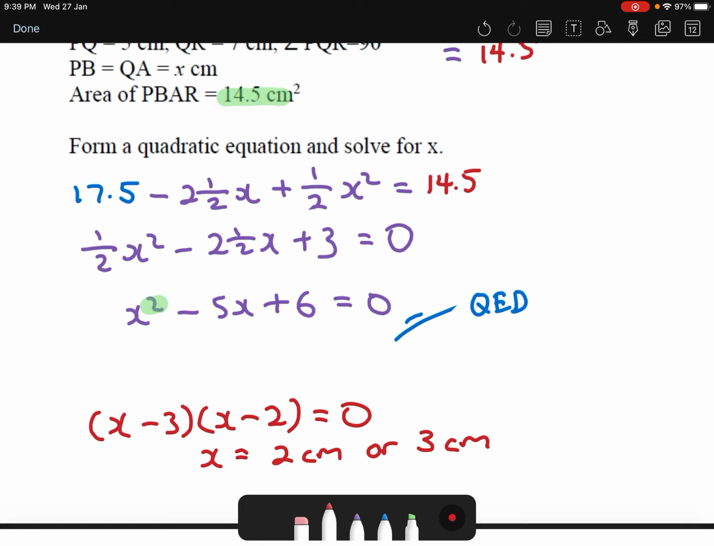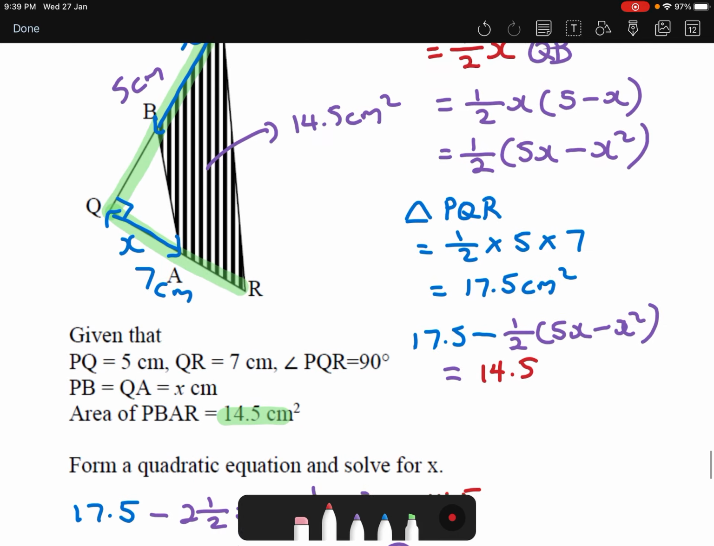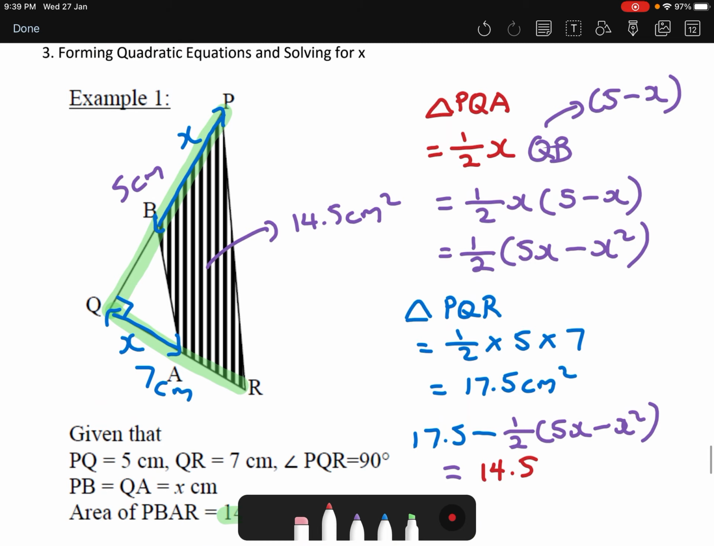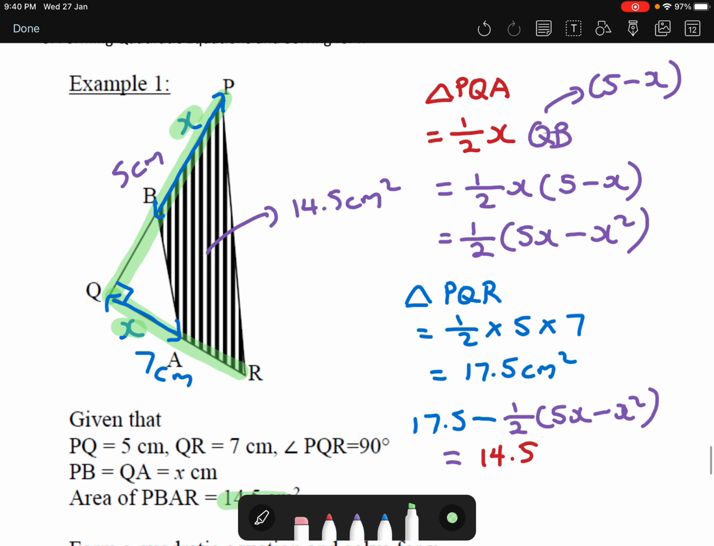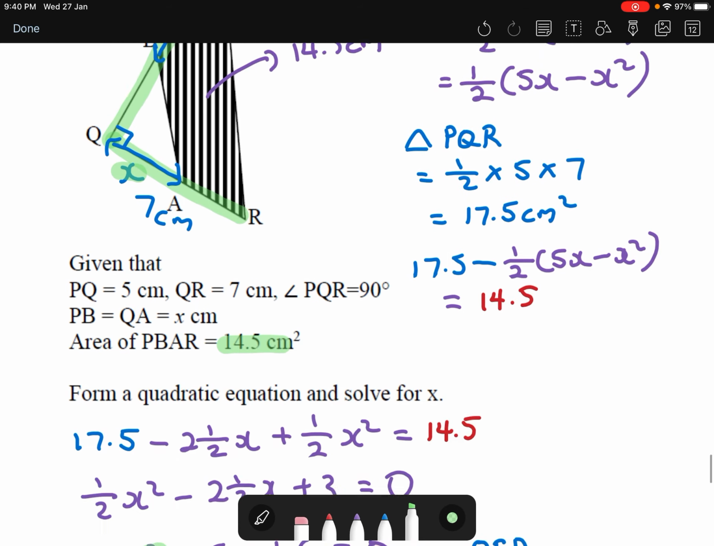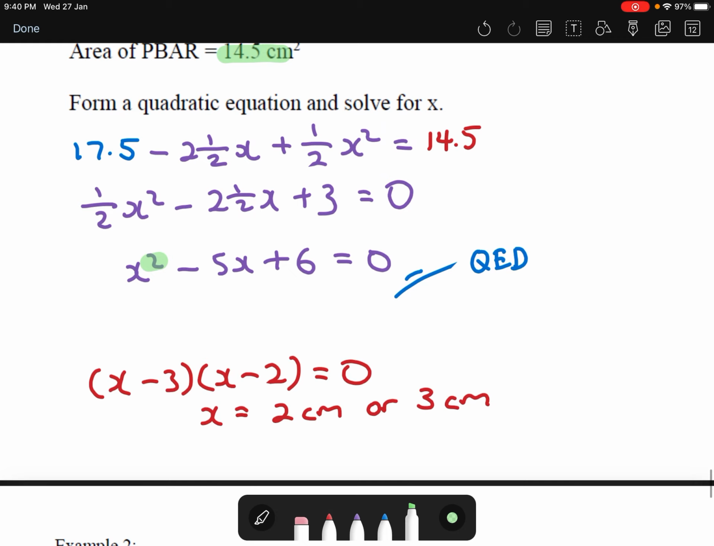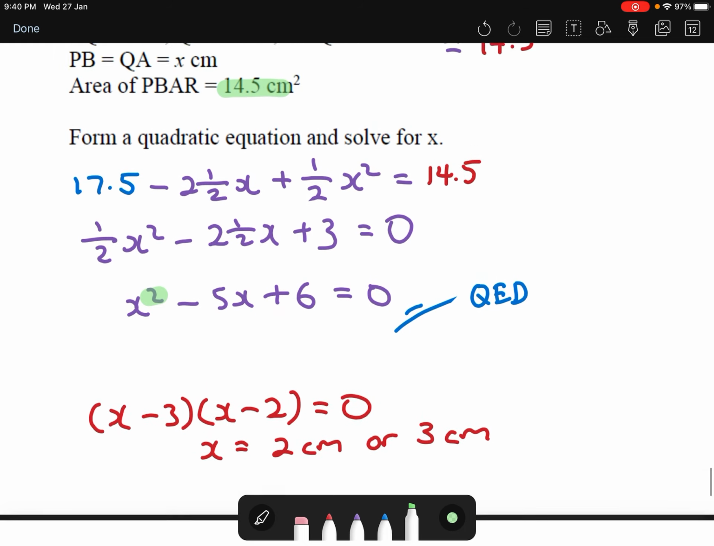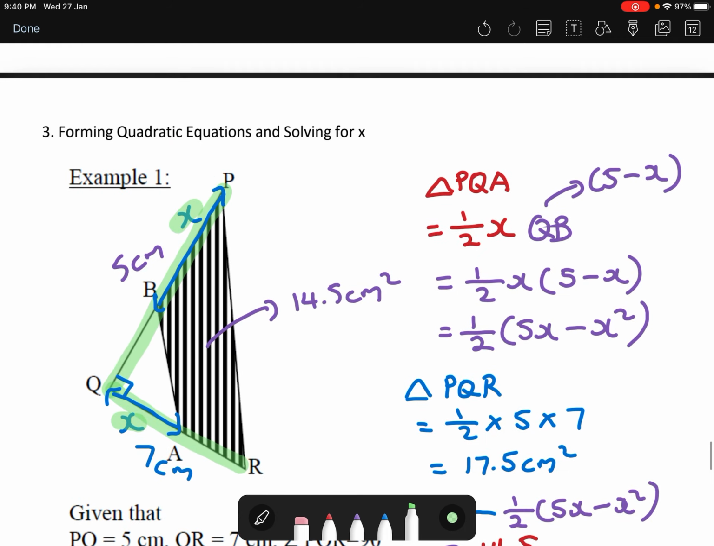Let us take a look at this triangle again. So x is this, and this. Which one should we reject? 3 or 2?